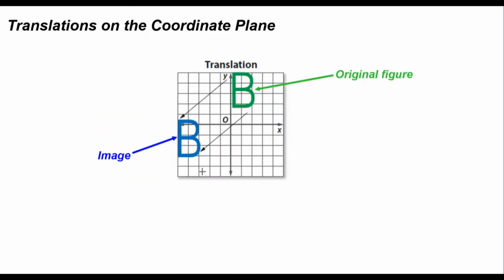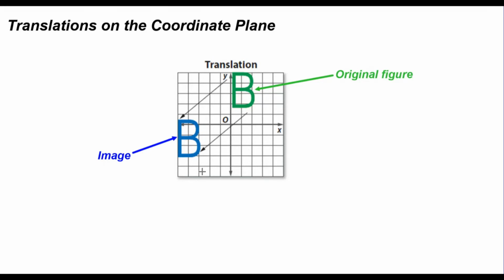The first one we're going to talk about is a translation. Here's an example of what a translation would look like. Here we have this letter B on the coordinate grid, and the green one is our original figure. If we just take that figure and slide it, here it was slid down and to the left, and we get the new letter B in blue, and that's called the image. So we have the original figure in green, and we have the image in blue.